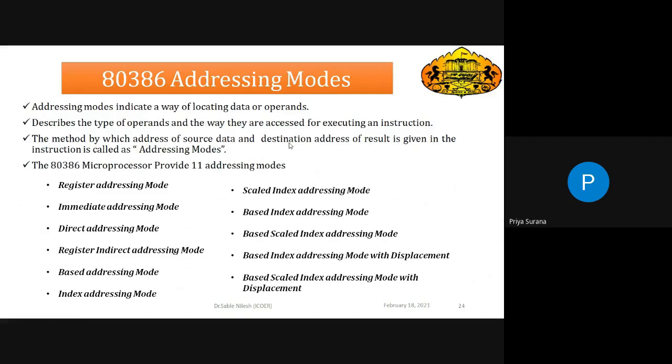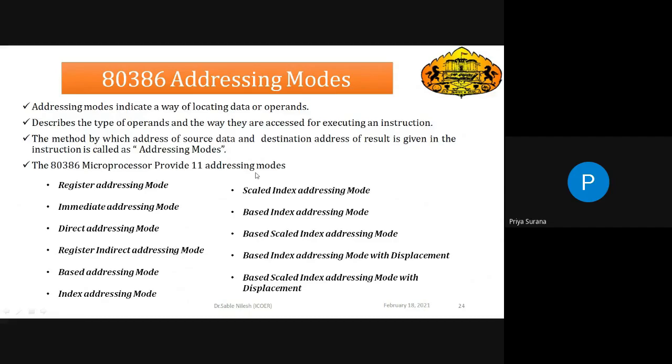80386 supports 11 addressing modes: register addressing mode, immediate, direct, register indirect, base addressing mode, index addressing mode, scale index, base scale index, base index addressing mode, then base index and base scale index addressing modes with displacement. These last two are with displacement. We are going to check the definition and example of each addressing mode, but remember that 80386 provides 11 addressing modes.